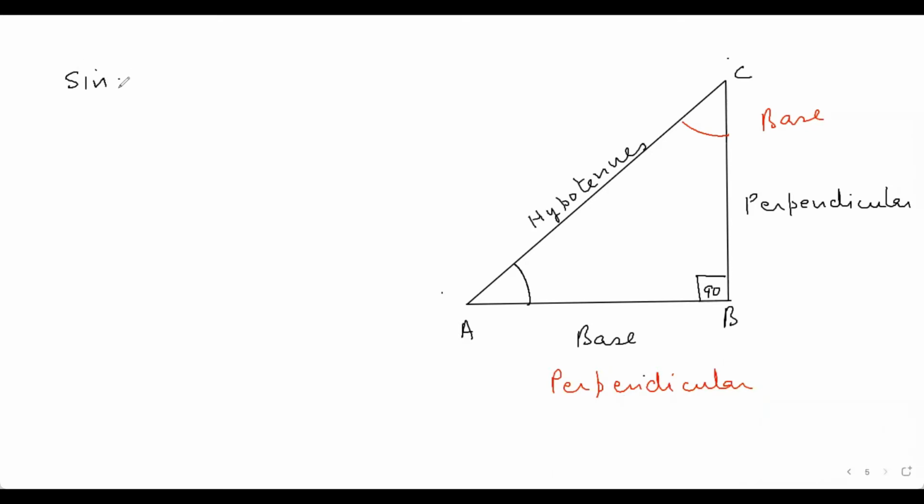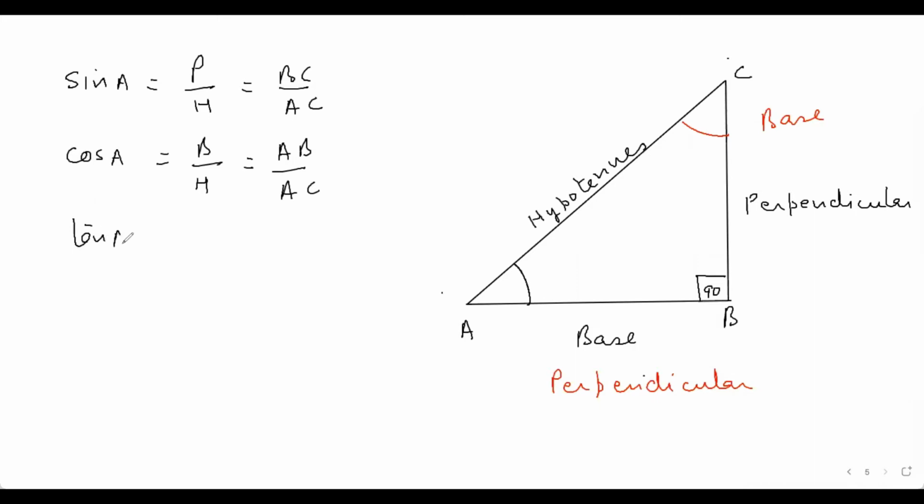If I talk about sin A, that is equal to perpendicular upon hypotenuse. Perpendicular upon hypotenuse. That is BC by AC. If I talk about cos A, that is base upon hypotenuse. Now base is AB and hypotenuse AC. If I talk about tan A, it is P by B. P here is perpendicular, here it is BC by AB.